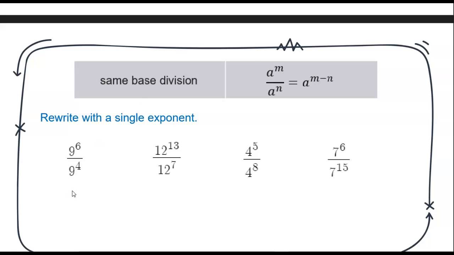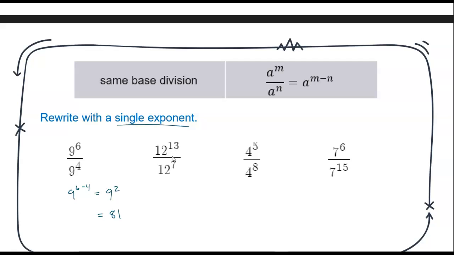Okay, so we're going to have 9 as our base here, and we subtract the exponents, 6 minus 4. 6 minus 4 is 2, so this is 9 squared. You also might see this as 81. I guess it said write with a single exponent, so it wouldn't be 81, but this may be simplified. If it's something small, you may see it simplified.